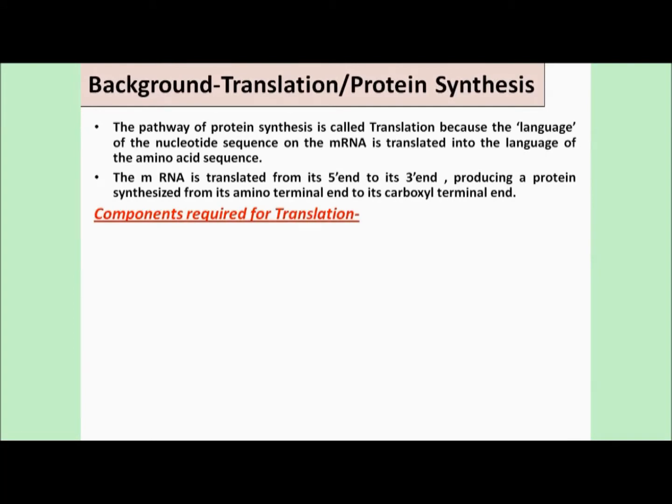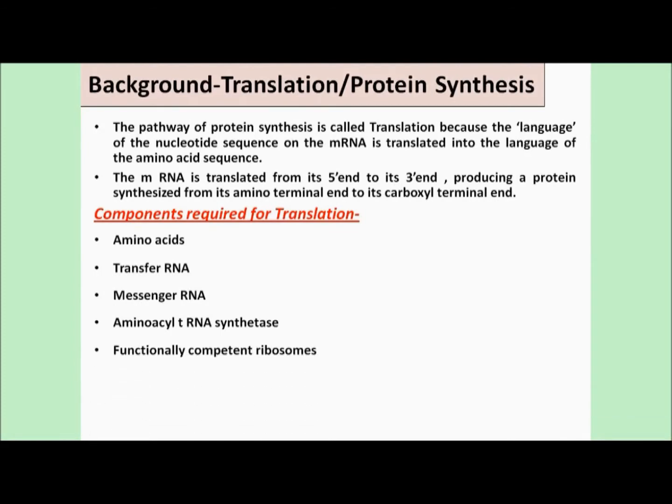Now, what are the components required for translation? Basically for translation we need the amino acid, right? Next we need the transfer RNA, or you can say tRNA. We need the mRNA. We need the aminoacyl tRNA synthetase, which is an enzyme. We need a functionally competent ribosome. We need the protein factors and a source of energy. ATP and GTP are needed as a source of energy.